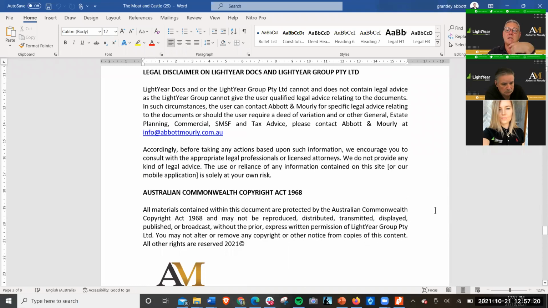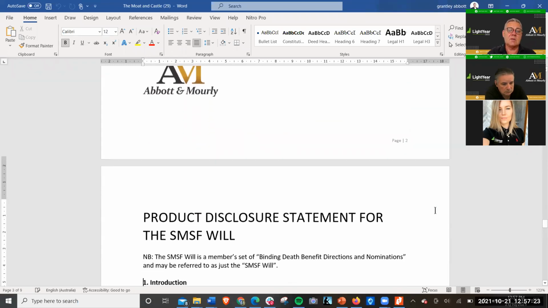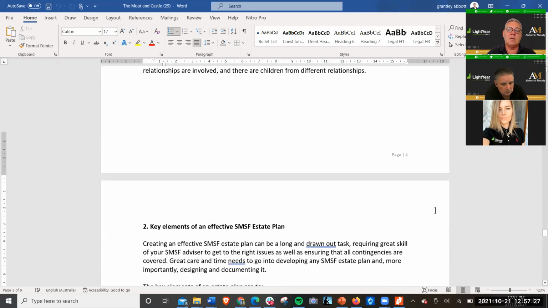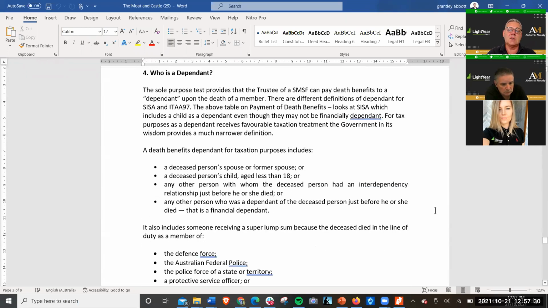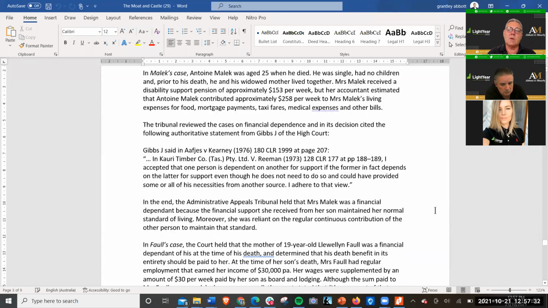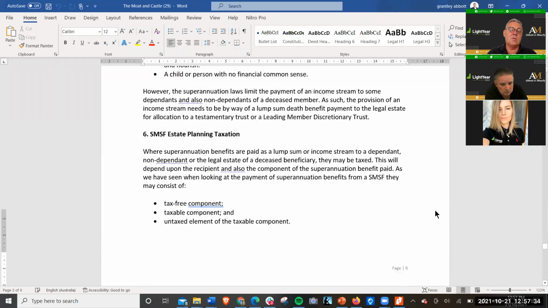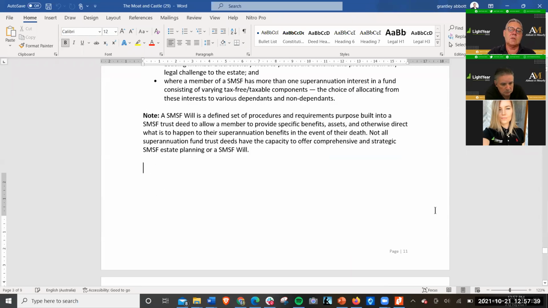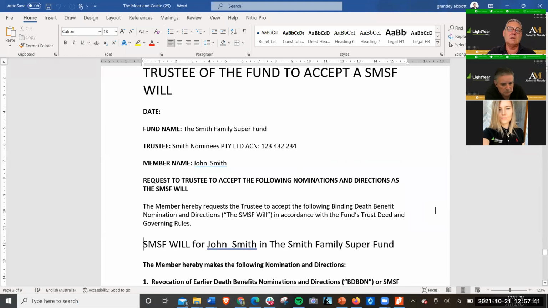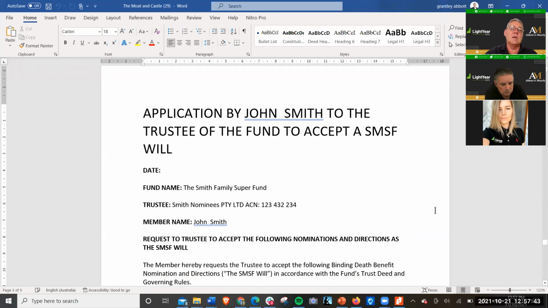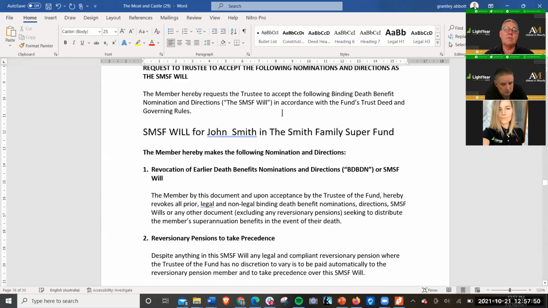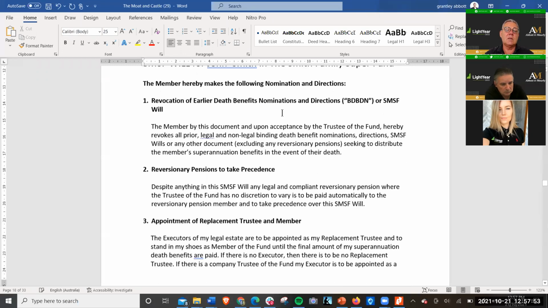Look, it's nice that Dan said, good old Dan for that sort of stuff, but the SMSF will ties directly into our deed. So it's very strong. And as you can see, it does a lot more than your typical binding death benefit nomination. So this is a product disclosure statement that the trustee has to give to the individual. Unfortunately, trustees are not bound by the Corporations Act, with the exception of the PDS requirements. So I've got an application by John Smith. We revoke the earlier one. You can see there one.